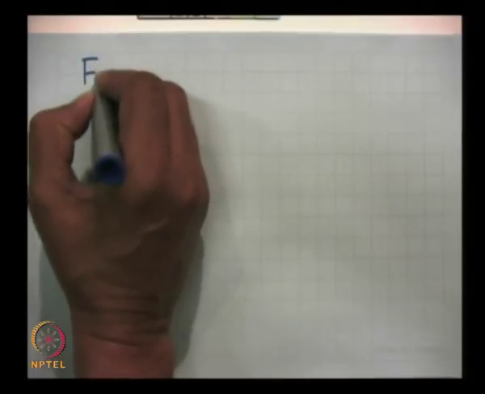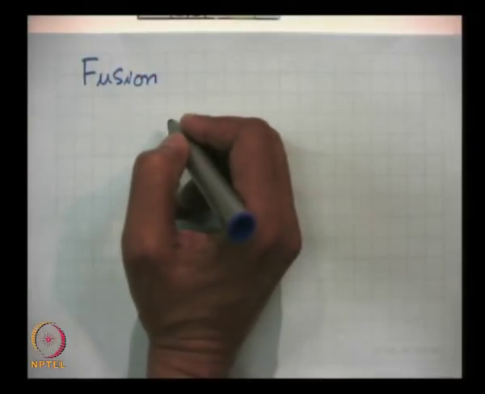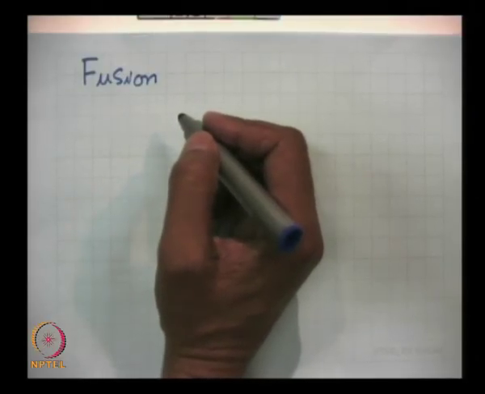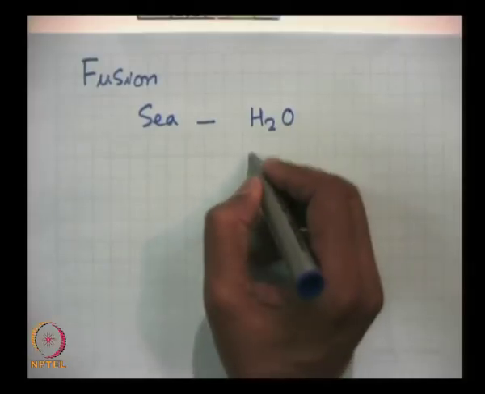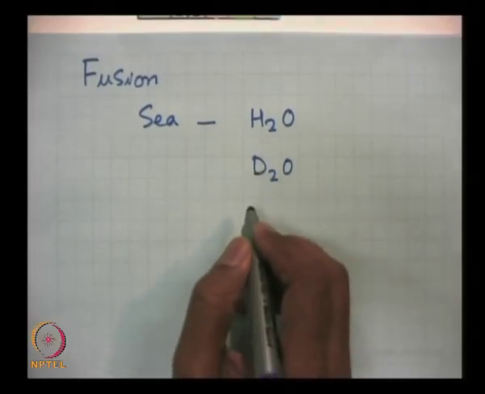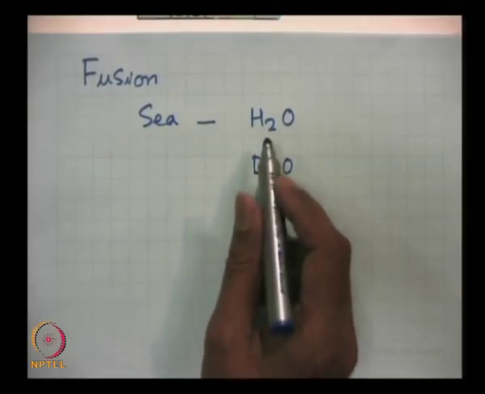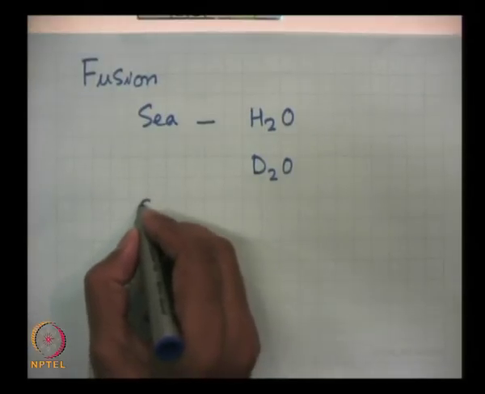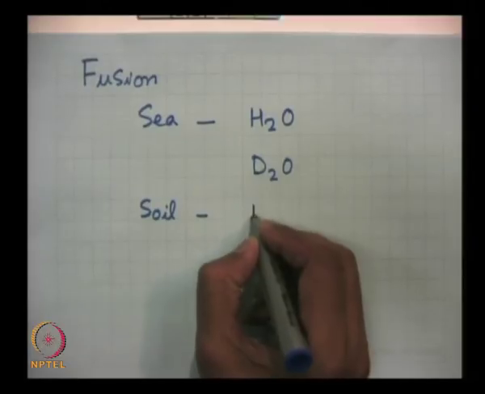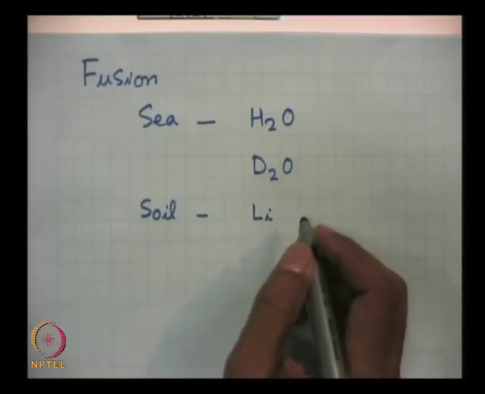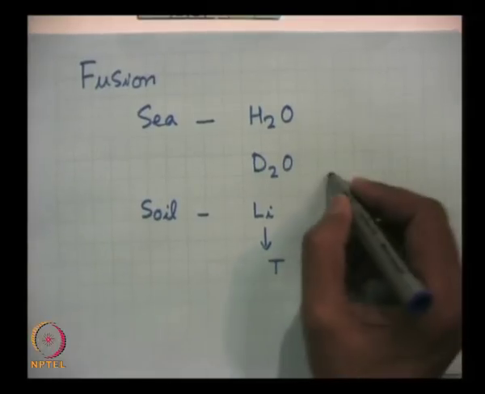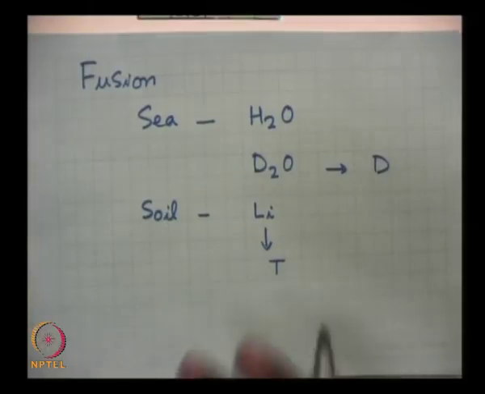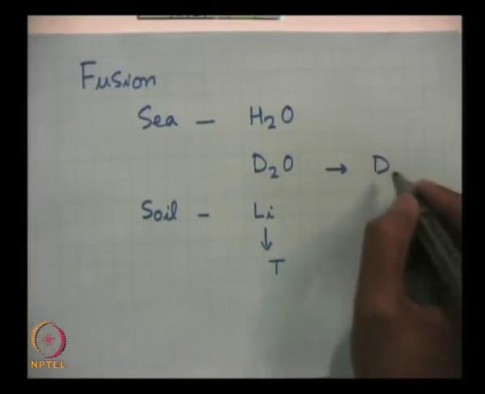One is fusion. Well, the biggest reservoir of water on the earth is the sea. In the sea, most of the water molecules are H2O. A very significant number of them are deuterium, D2O, and it is not very expensive to recover deuterium from sea water. Similarly, from clay or soil, there is a lot of lithium, and it is not difficult to recover tritium from lithium by bombarding it with neutrons. So, we have two major sources of deuterium and tritium.